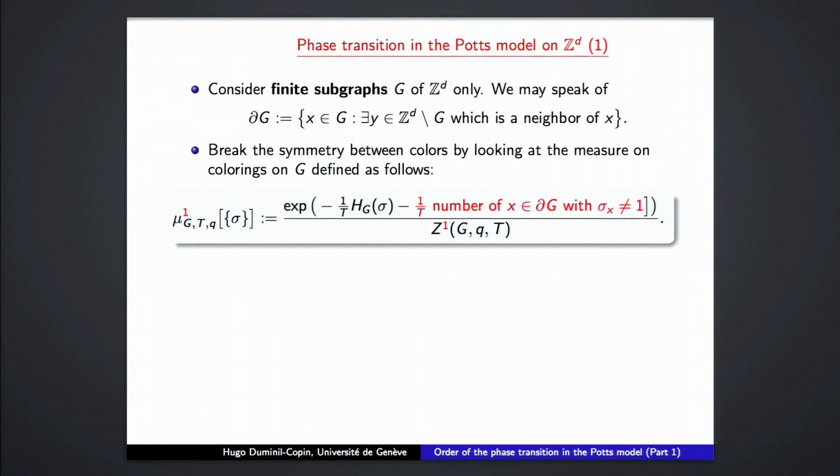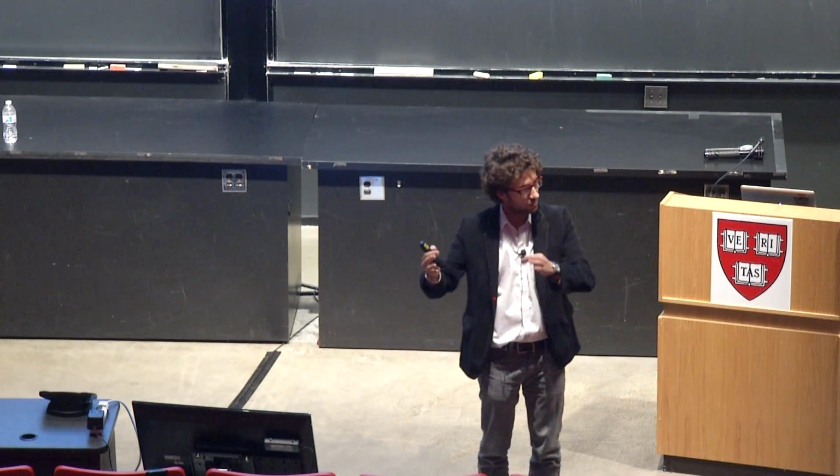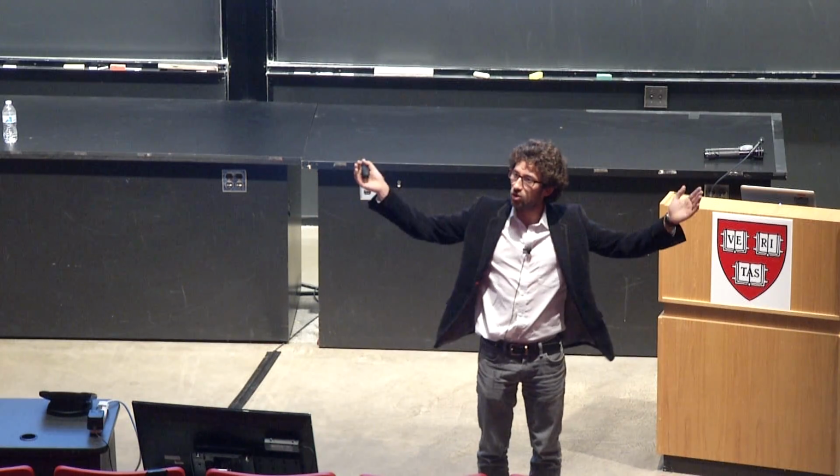If you look at the probability at any vertex x in my graph, the probability that this vertex has color 1 is not going to be 1 over q anymore, because I'm favoring these 1s on the boundary. So it's going to be larger than 1 over q. But now imagine you take G to be a big box. Let's say your vertex is the origin, and let the box go to infinity.